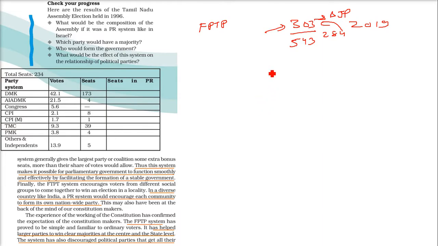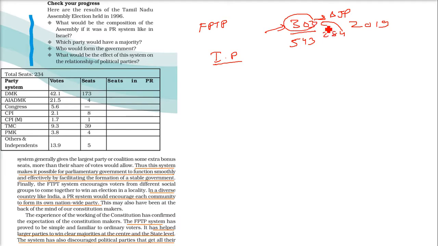In a diverse country like India, the PR system would encourage each community to form its own nationwide party. We have thousands of different castes, creeds, communities, scheduled tribe, scheduled caste. There are so many distinctions. So if you go by these distinctions, there will be innumerable parties, and you will have one member from this party, 2 members from that party. So that will not give you a clear idea, or a stable government and a specific majority.